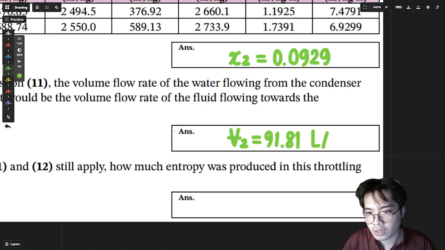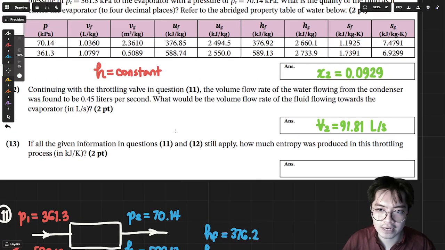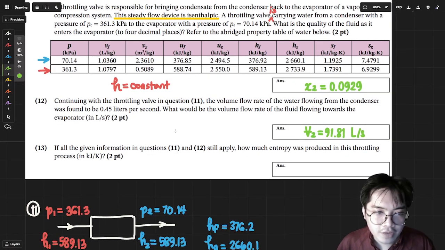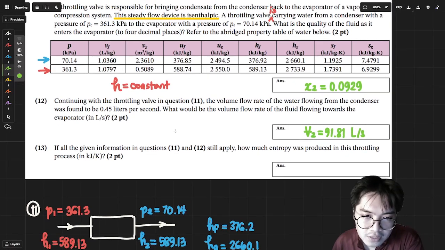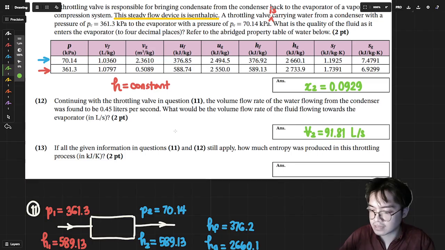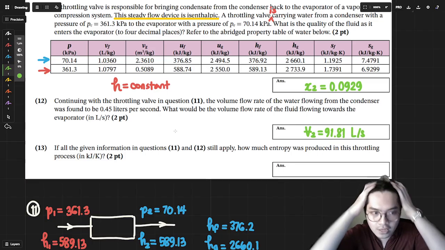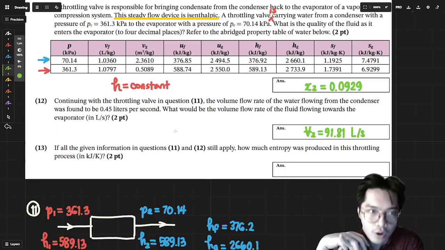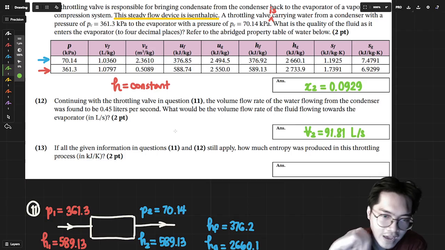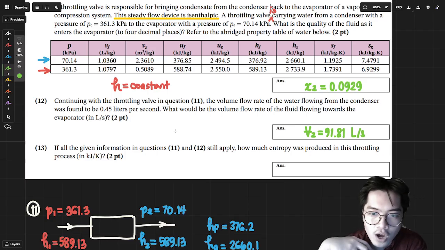91.81 liters per second. Number 13, if all of the given information in questions 11 and 12 still apply, how much entropy was produced in this throttling process? I told you guys as a hint already that 13 is a small value. And how do we know how much entropy was produced?